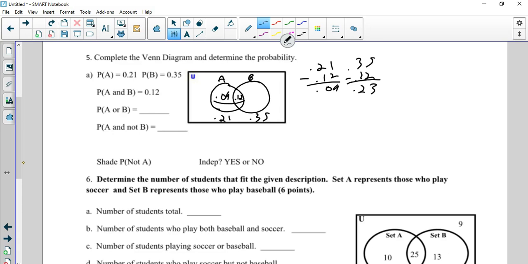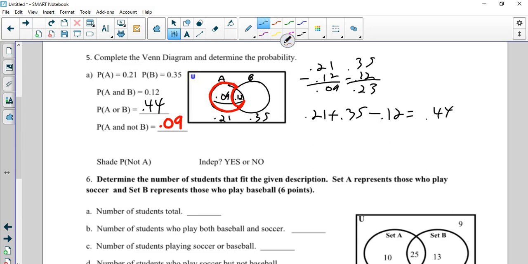Okay, remember, probability of A or B. Well, since they overlap, we need to do 0.21 plus 0.35 and then subtract out the overlap to get 0.44. And the probability of A, but not B, so we want to look here at A, but we don't want anything to do with B. Since that 0.12 is A but also B, we only want the part of the circle A that does not have any B in it.